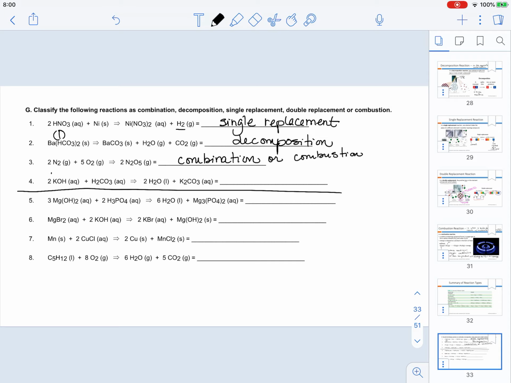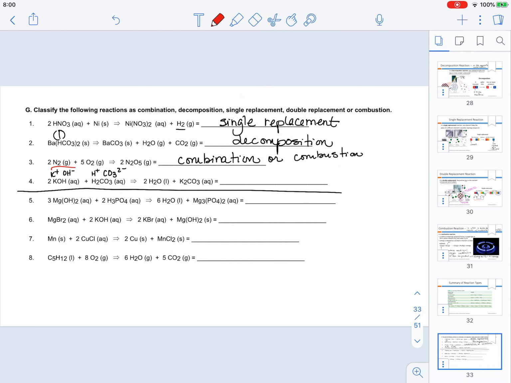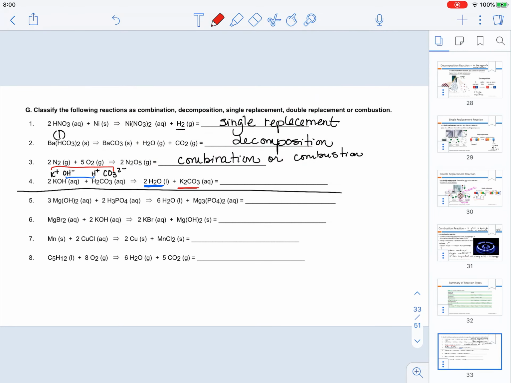In the last one, we have two aqueous components, and if we break them into ions, this is K plus, OH minus, this is H plus, and this is CO3 2 negative. These ions are going to exchange. The cation of the first combines with the anion of the second, and the anion combines with this cation. That's where the water comes from, and this is where the potassium carbonate comes from. So this reaction is a double replacement reaction.